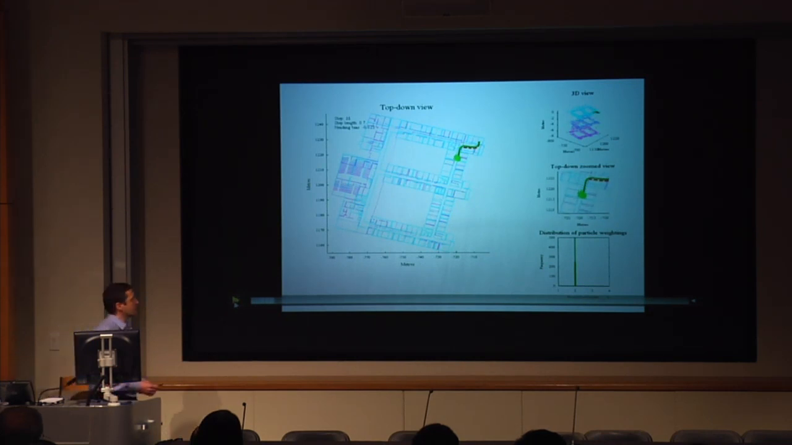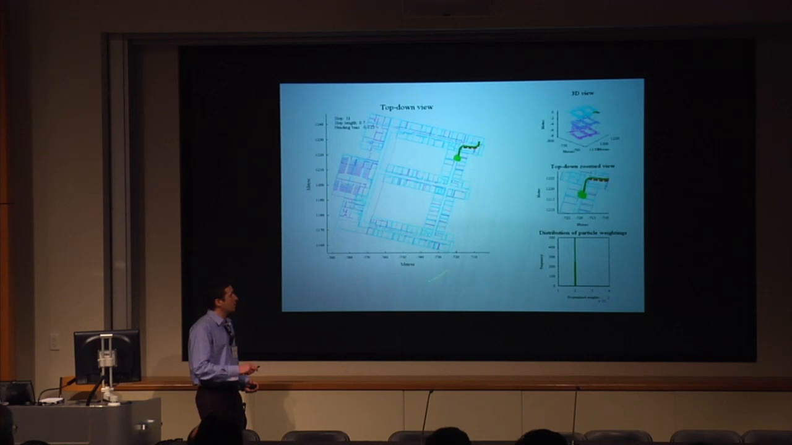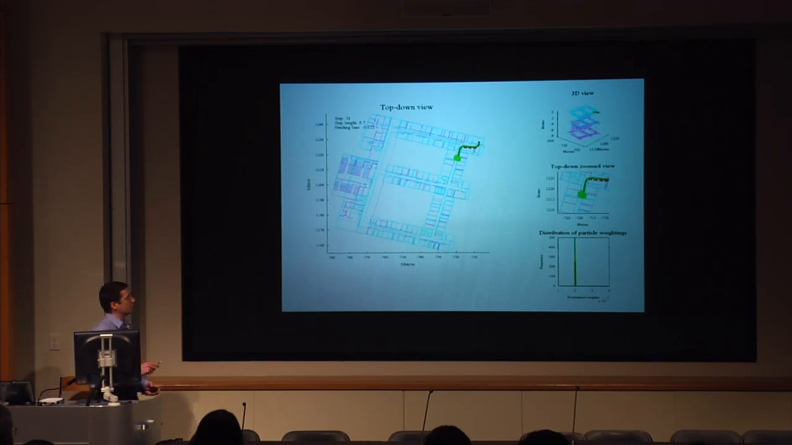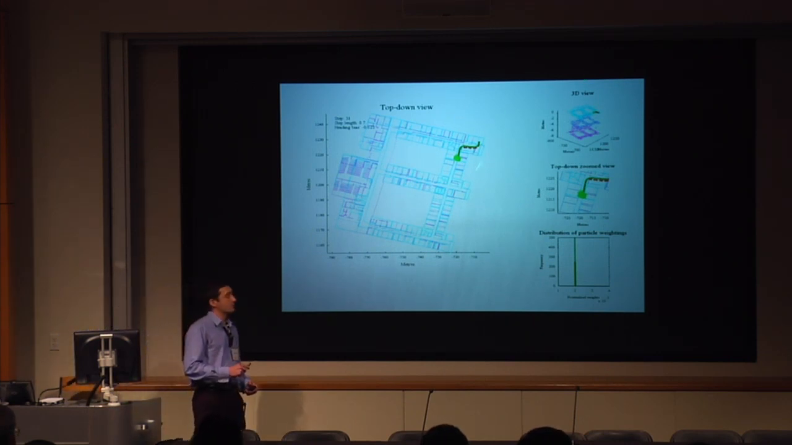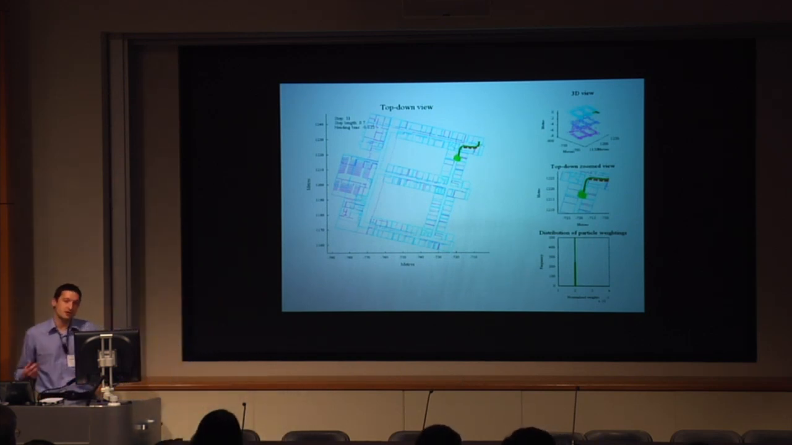Okay, so let me explain what you're looking at. This is the floor plan of a building. It's this building where I work, about 100 meters by 100 meters, so about 300 feet by 300 feet. It's for your pleasure only. The system did not know about walls and stuff like that. What's happened is a user's come in from outside. While they were outside, the phone was in their pocket and had GPS.